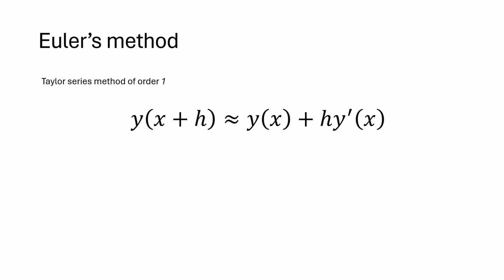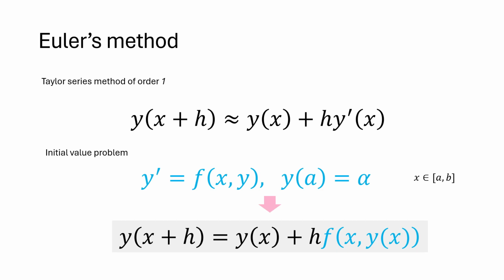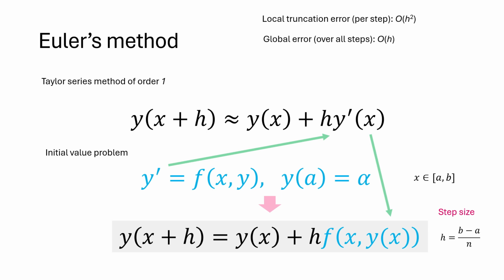The first method that we will review is known as Euler's method. It can be viewed as a first-order Taylor series method. This means that Euler's method uses only the first two terms of the Taylor series to approximate the solution from x equal to a to x equal to b in n steps of size h. In this method, the approximate local truncation error is proportional to the square of the step size, whereas the global truncation error is proportional to the step size.